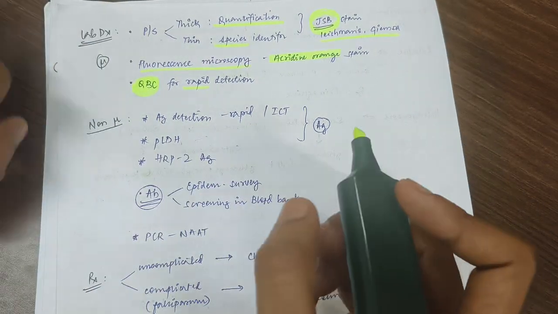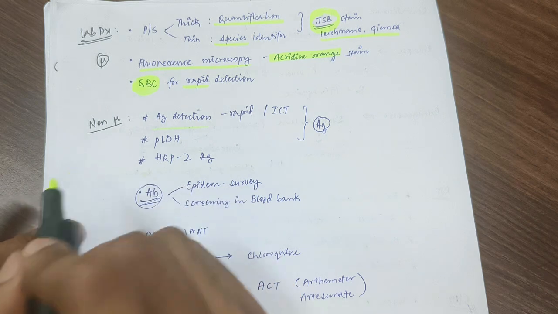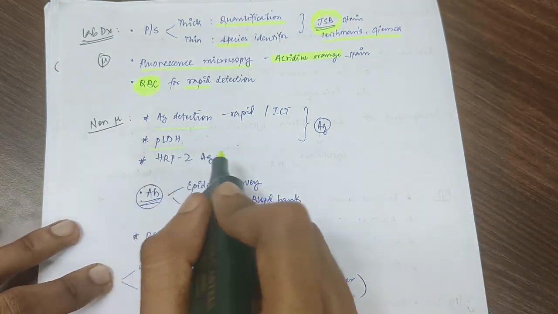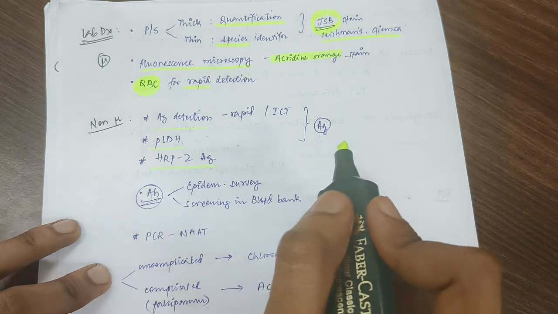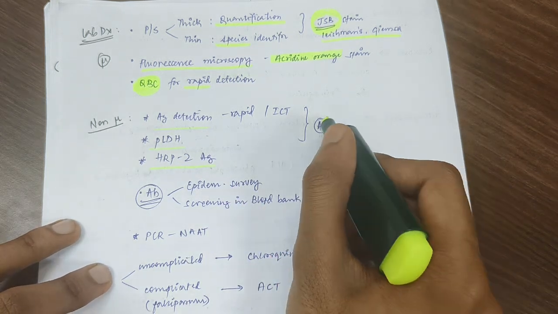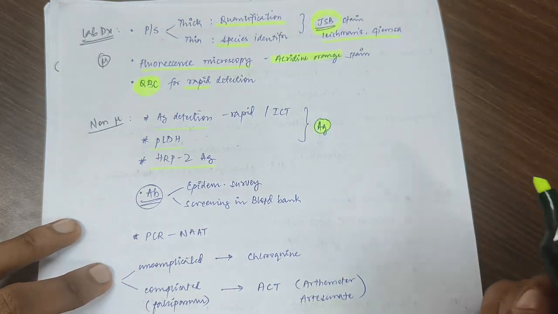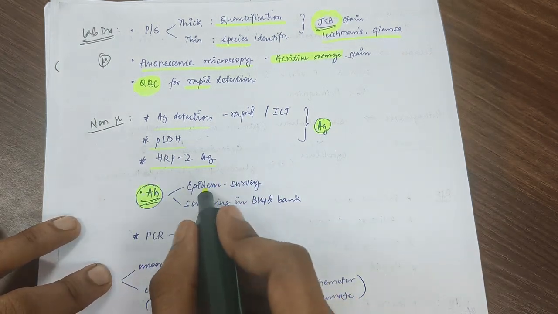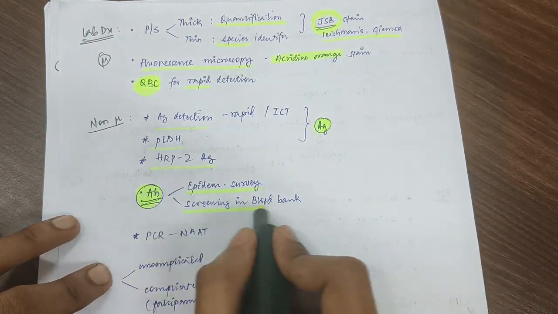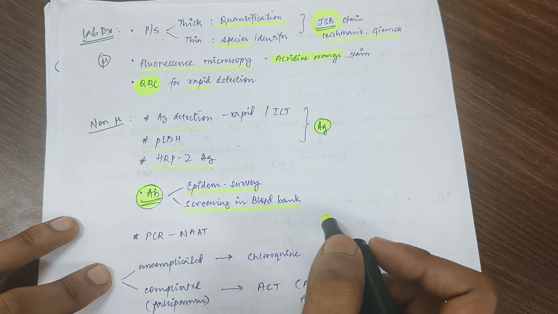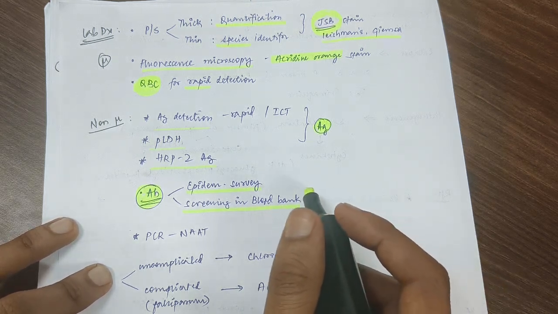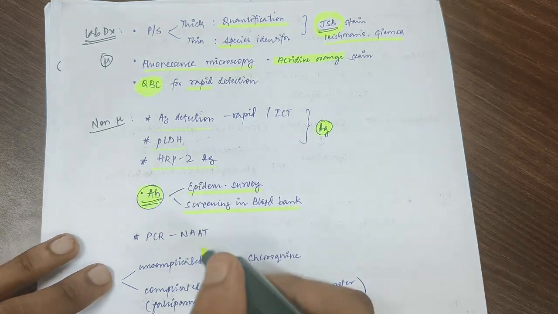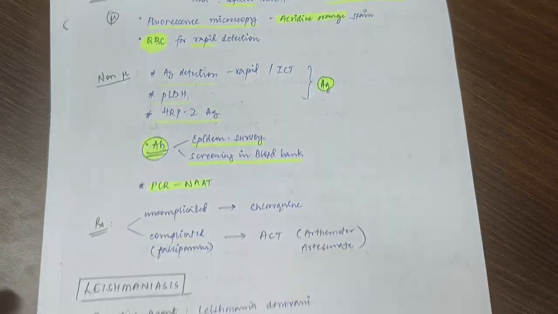Now coming to the non-microscopic tests, you're going to see antigen detection. Then pLDH detection. Then HRP2 antigen detection. These are all antigen detections. Then antibody detection. It is for epidemiological survey and screening. These are the 2 conditions where you are going to use the antibody detection, that is epidemiology survey and screening in the blood bank. Then PCR is also used.